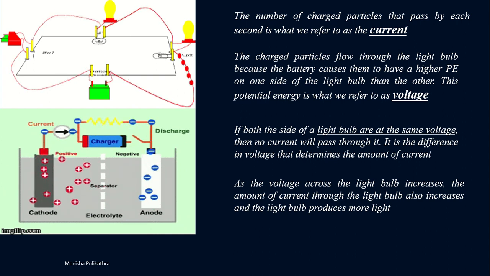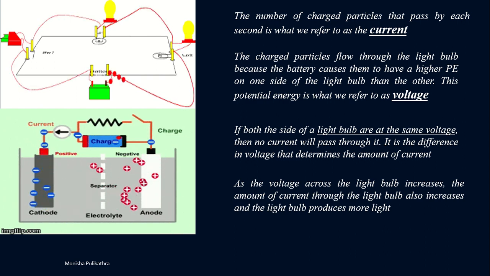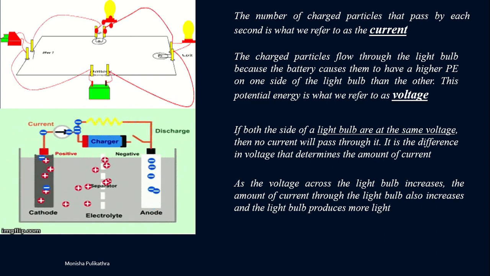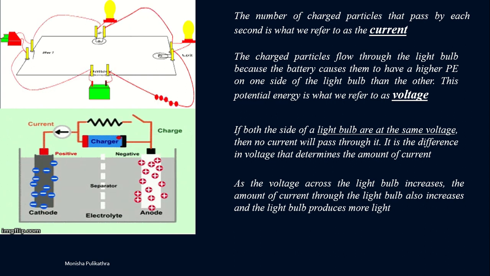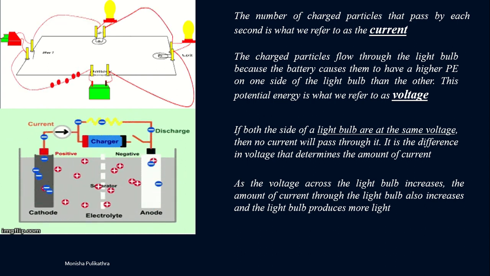You have to know the fact that if the voltage is the same on either side of the bulb, then there will be no flow of current. For the flow of current, there should be some difference in the voltage. There should be some potential difference. If there is a difference, it pushes the electrons to move. And only by the movement of these charged particles, we obtain the current.